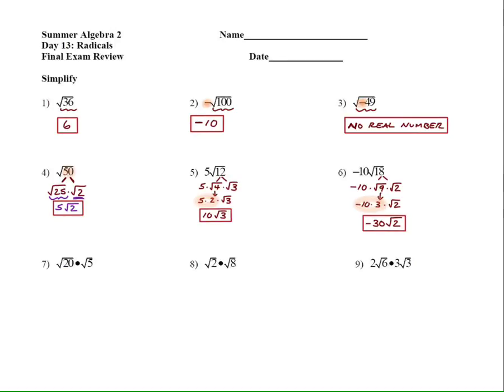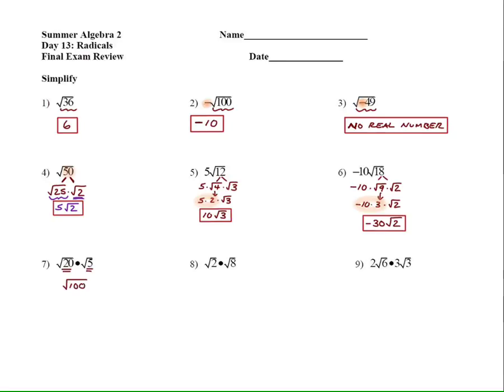For number 7, now we are going to multiply 2 radicals together. There's a couple different ways that you could handle this. You can either try and simplify each radical and then multiply them, or what I like to do is just multiply the 2 radicals together and then simplify. So what I mean is we have the square root of 20 times the square root of 5.